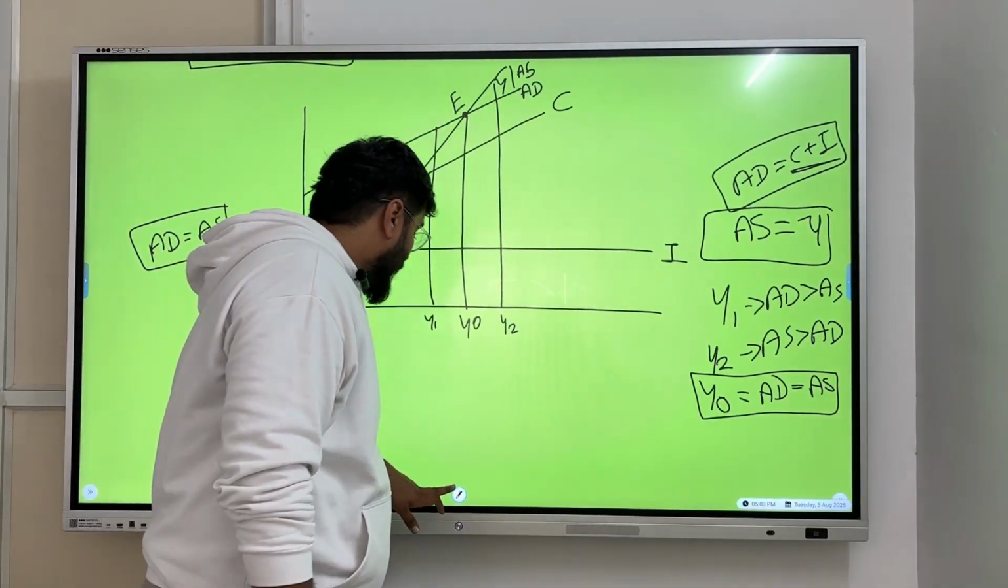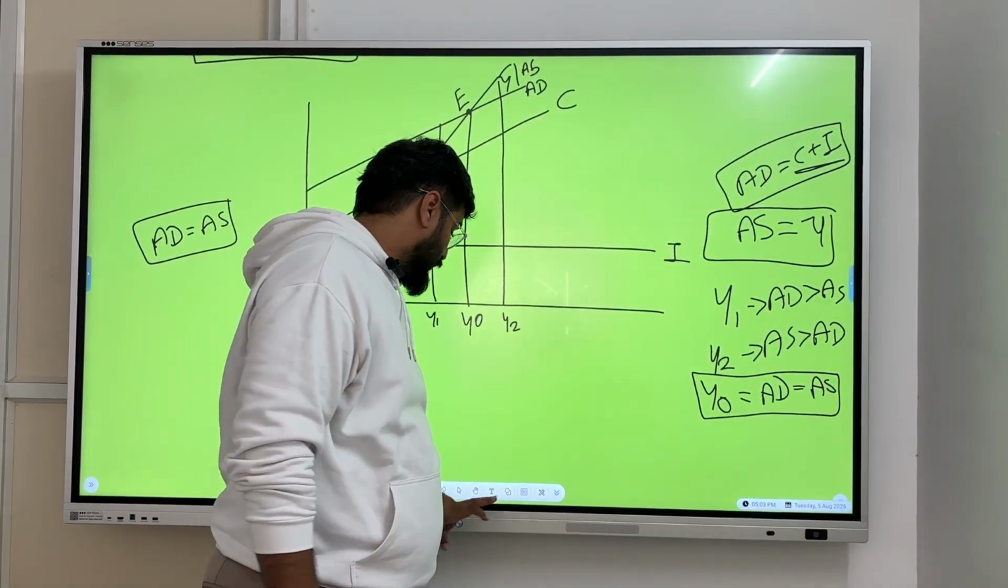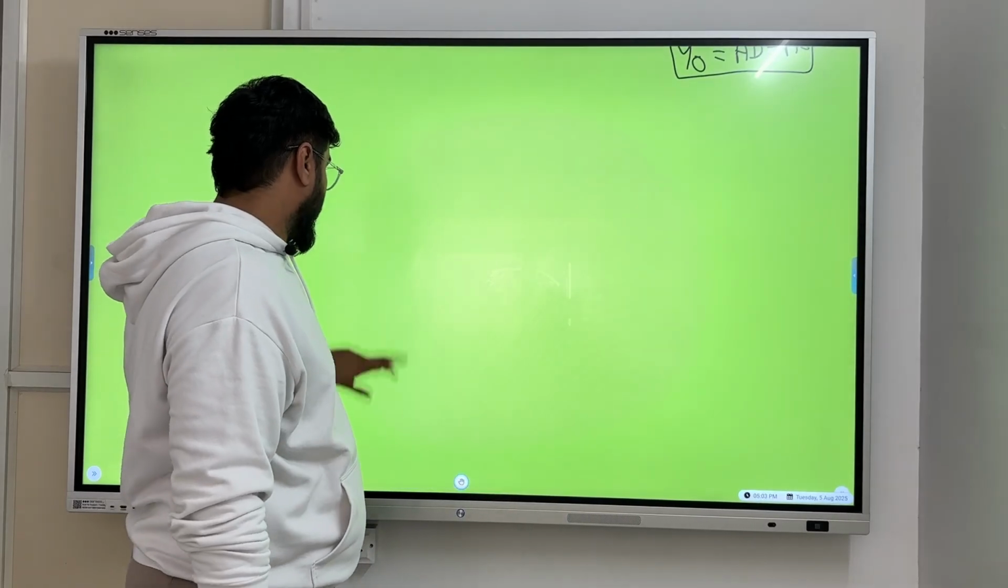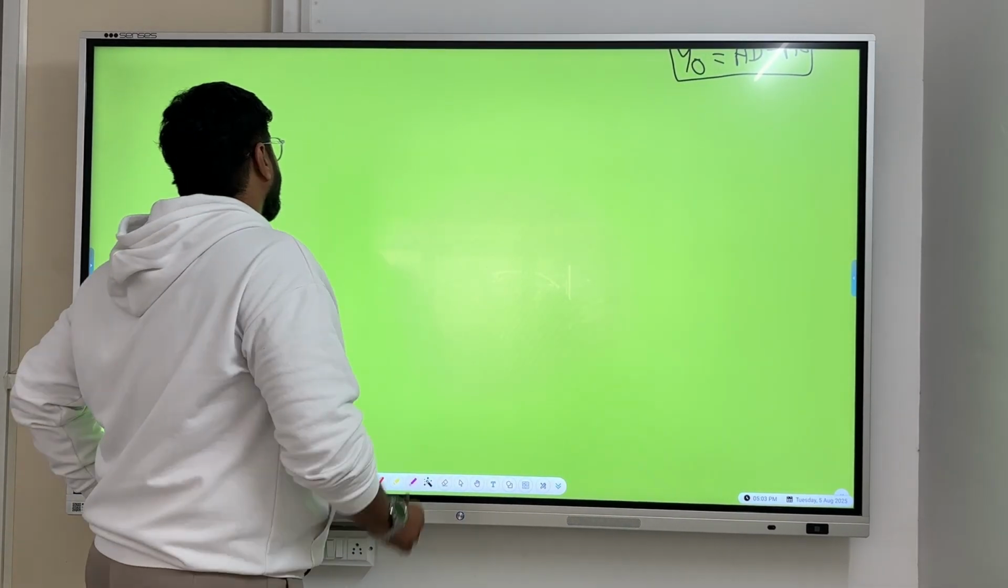Now this I come to know through the AD-AS approach. Now let us understand the saving-investment approach.